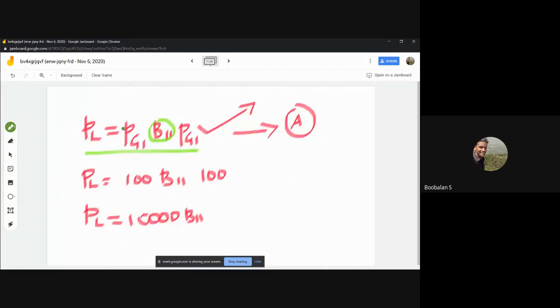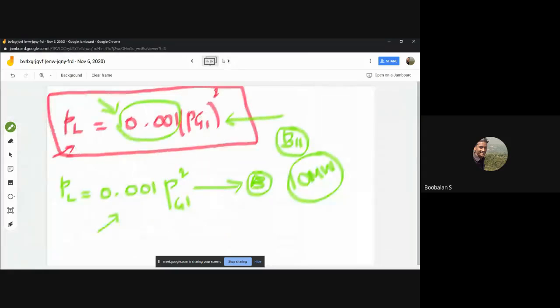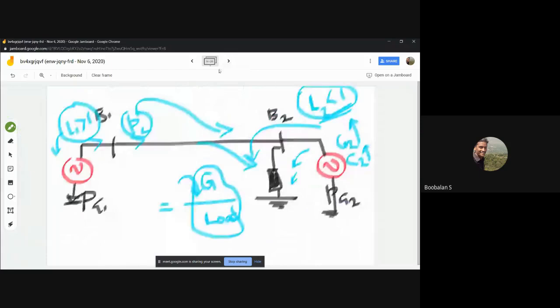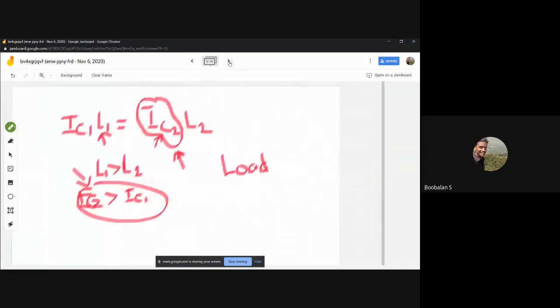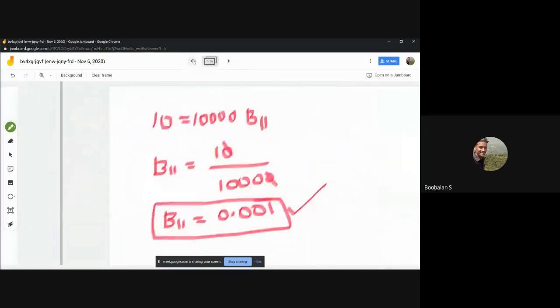And after that, B11, right? So BPL and the remaining things: PL, PG1, and L1, L2, lambda. These are the variables we need to create in MATLAB. Then only can you easily invoke those values later. So now I'm going to create the variables over here.